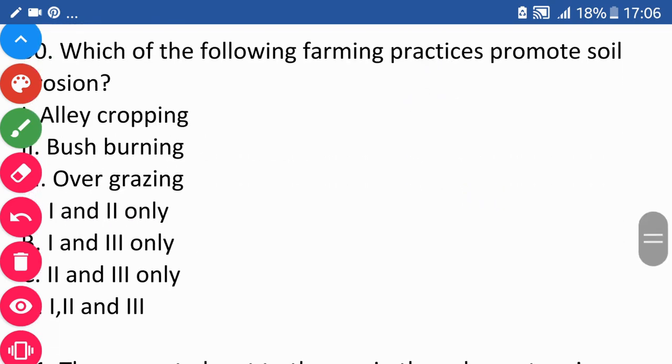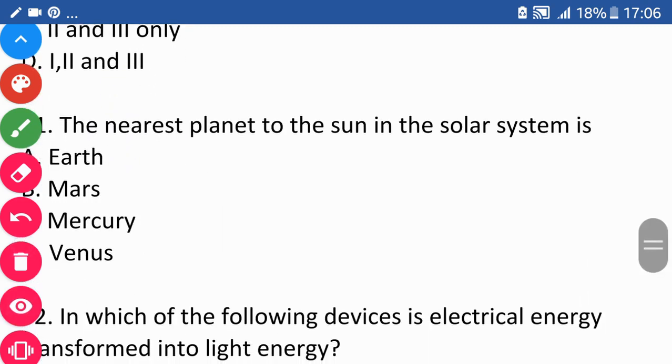Which of the following farming practices promote soil erosion? Alley cropping, no. Bush burning, yes. Overgrazing, yes. So your answer is C. I and I only. The nearest planet to the sun in the solar system is Mercury. Mercury is closer to the sun.